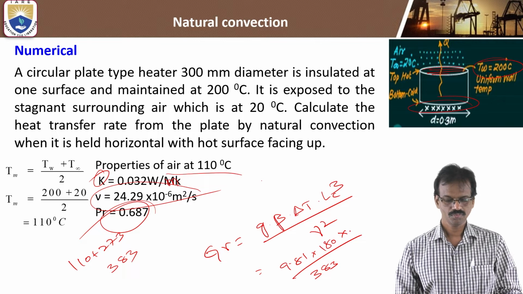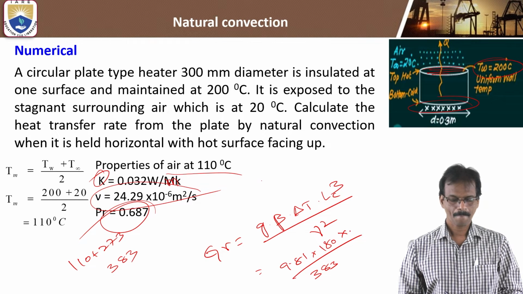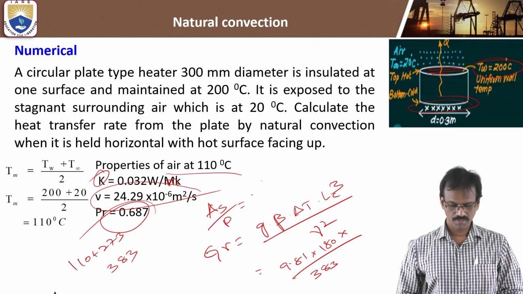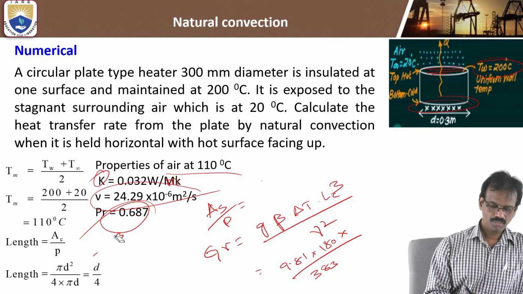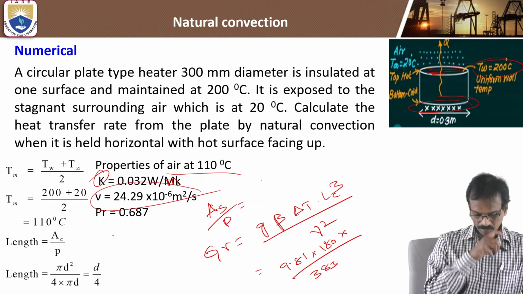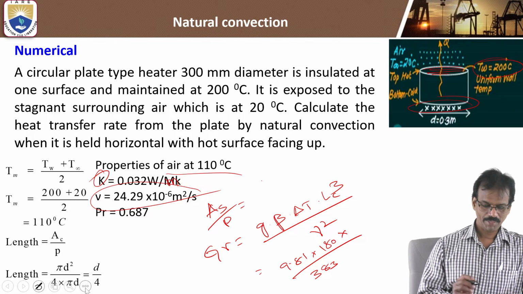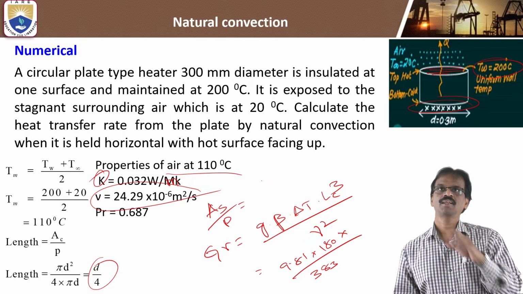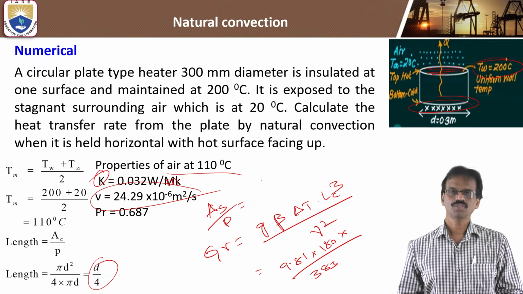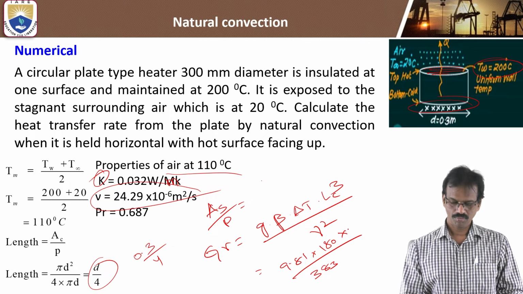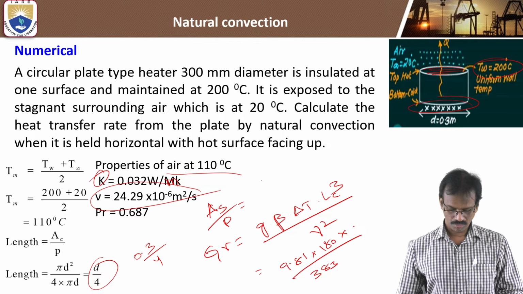What is vertical height? Characteristic length. You can take the area by perimeter formula. Here length is equal to area by perimeter. Area is equal to pi by 4 d square, perimeter is pi d. If you solve this one, characteristic length is equal to d by 4. You know that the diameter is equal to 300 mm, 0.3 meters, by 4. So that is the value. You can substitute here.